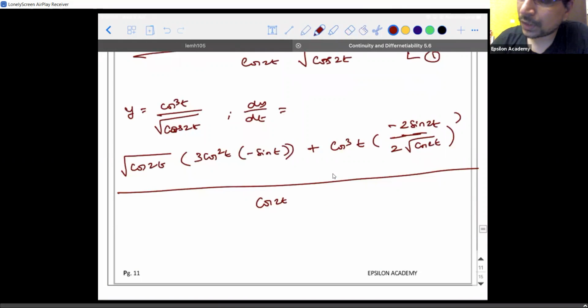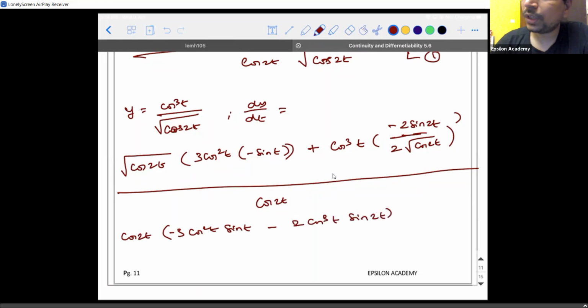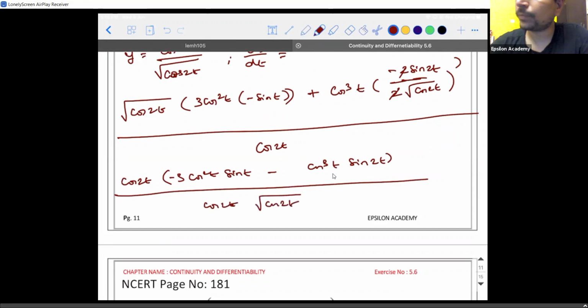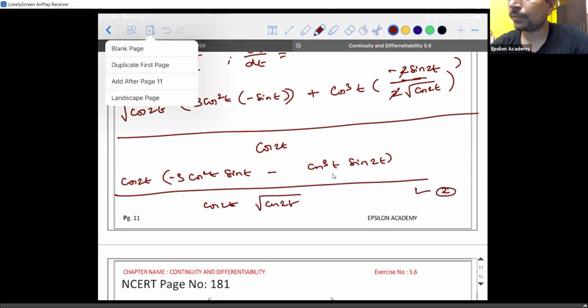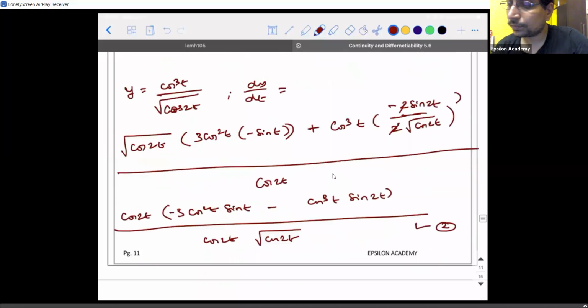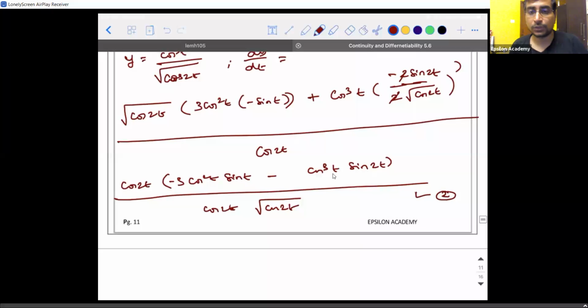Again you take the LCM, you will get cos 2t into minus 3 cos square t sin t minus cos cube t into sin 2t. First of all, this 2 and 2 will get cancelled, so there will be no more 2 left over here. The whole divided by cos 2t into root of cos 2t. Let this be equation number 2. Is there any doubt? I'll give you a minute. Just go through it and let me know.